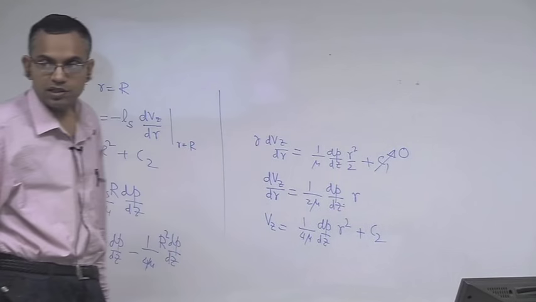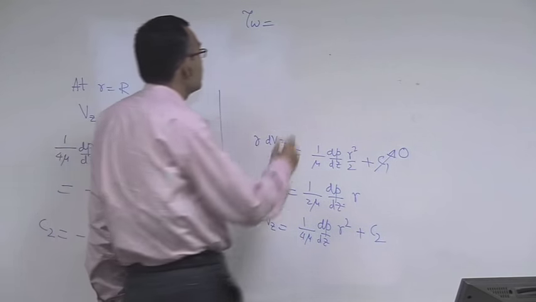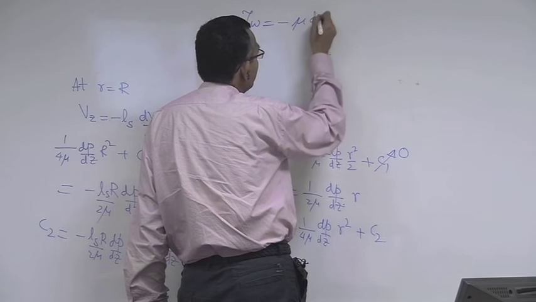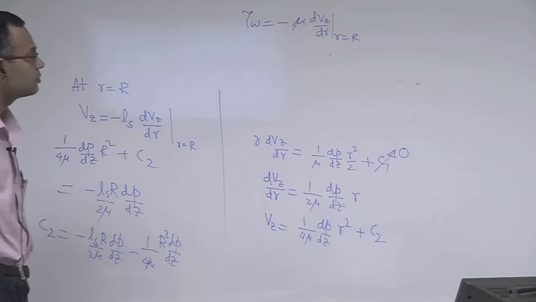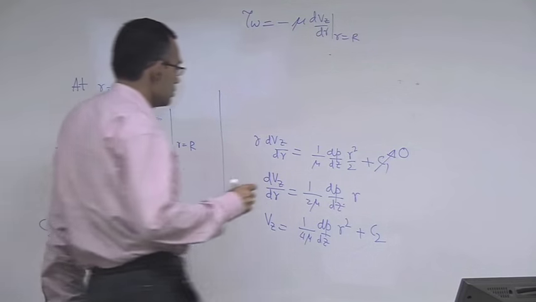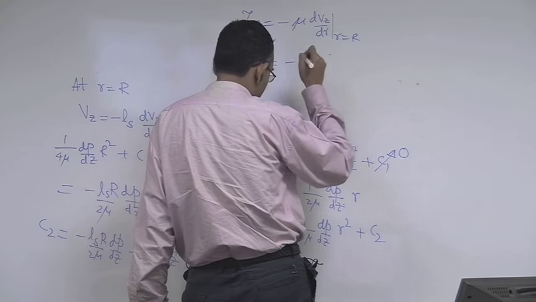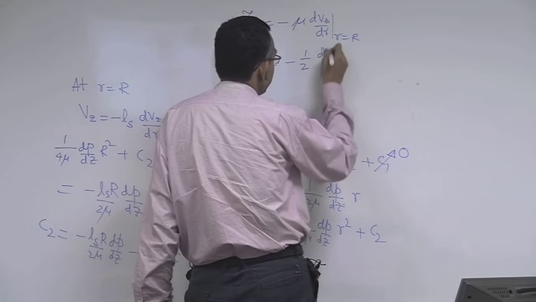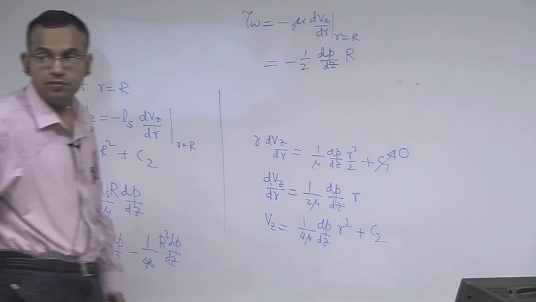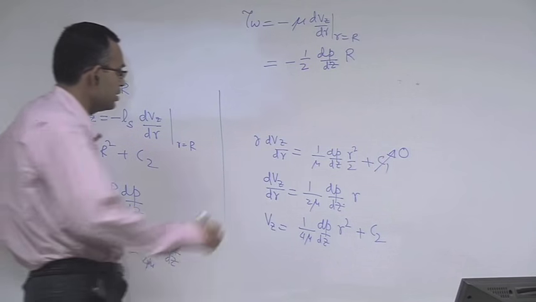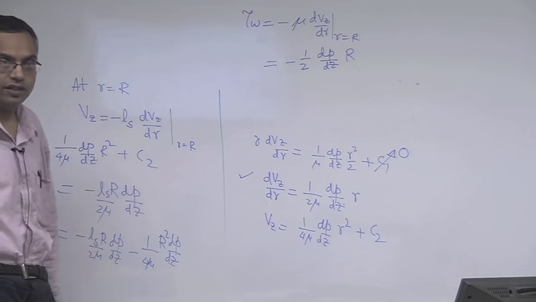Now, we are interested to calculate the wall shear stress. So, what is tau wall? Again, because of the same reason we have a minus sign: minus mu dvz dr at small r equal to capital R. So, that is equal to minus half dp dz into r from this equation, but dp dz is not known. So, we will express the dp dz in terms of the average velocity.